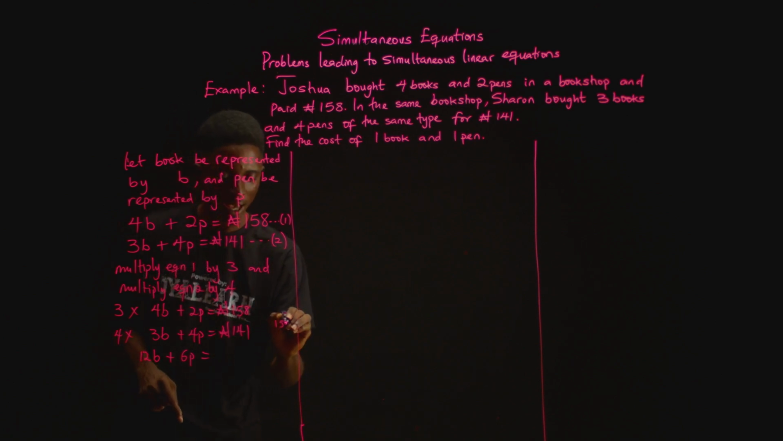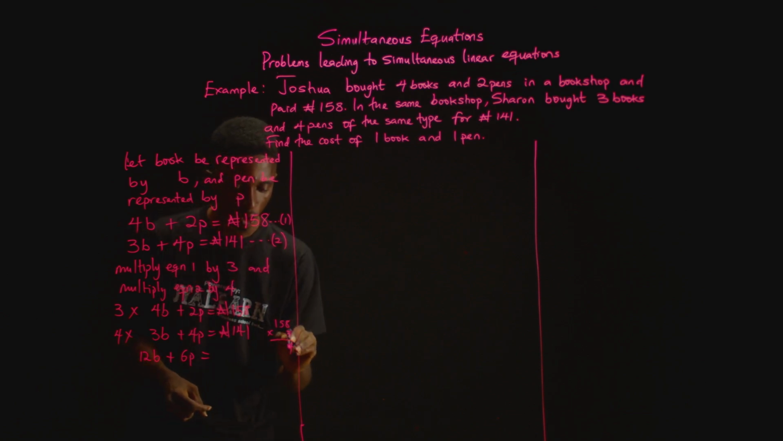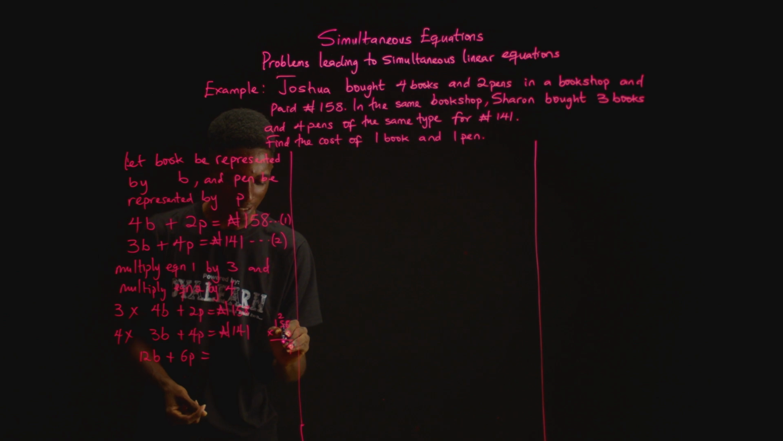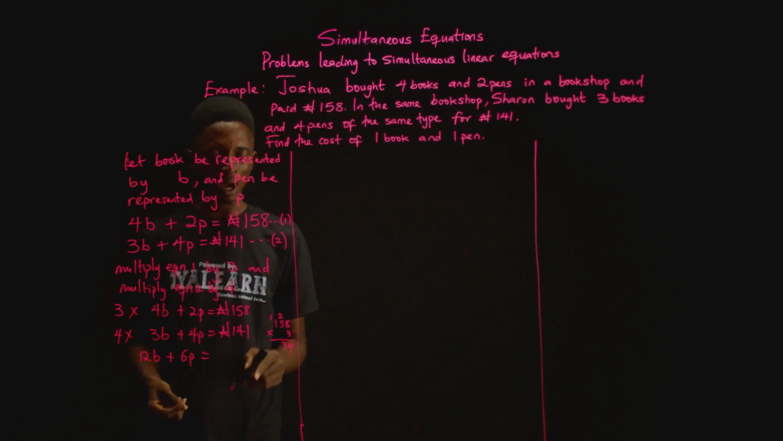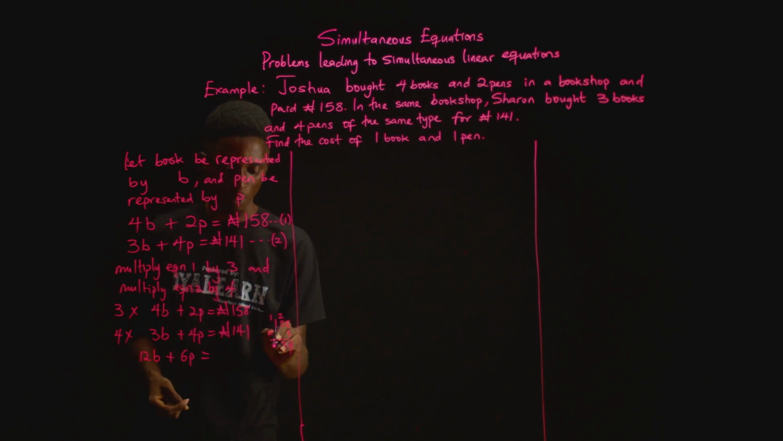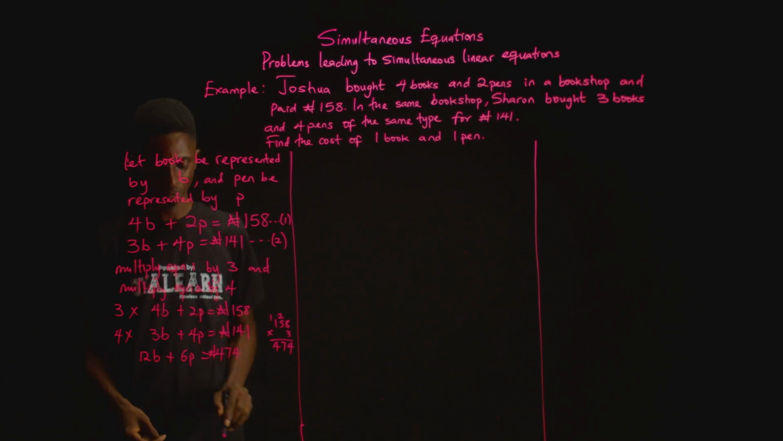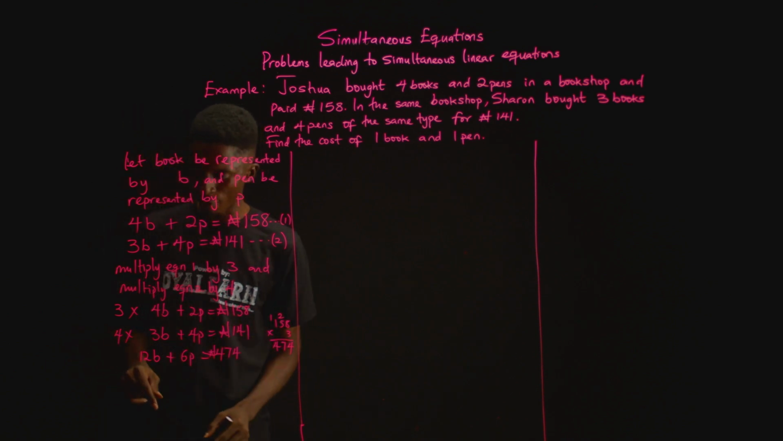So I have 158 multiplied by 3. 3 multiplied by 8 will give me 24, so 4 carry the 2. 3 multiplied by 5, that's 15. 15 plus 2, and we have 17. So 7 carry 1. And 3 multiplied by 1, that's 3, plus 1, and we have 4. So this is 474 naira. And then to the next equation, we multiply through by 4.